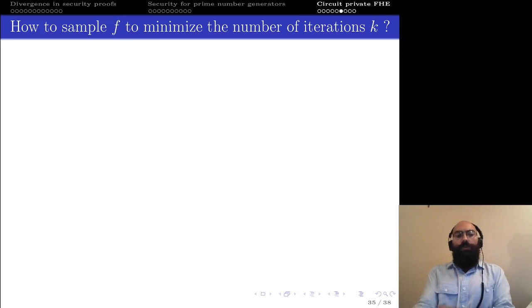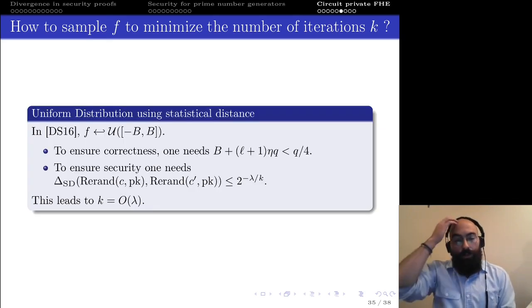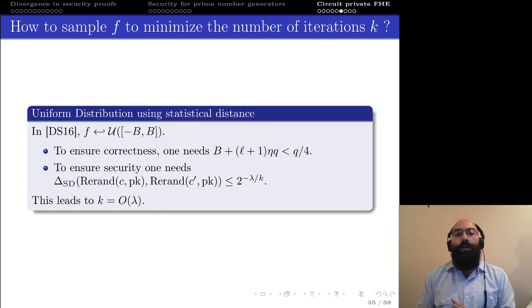So the question is, how do you sample F, with which distribution, in order to minimize the number of calls to the washing machine? In the original paper, what they did is they used a uniform distribution with the parameter B. You want to ensure correctness, so this gives you a bound on the size of the noise. And you want to ensure security, so you want the statistical distance to be lower than 2 to the minus lambda over k, because remember, we're going to iterate this process k times. And this gives a number of calls of the order of lambda.